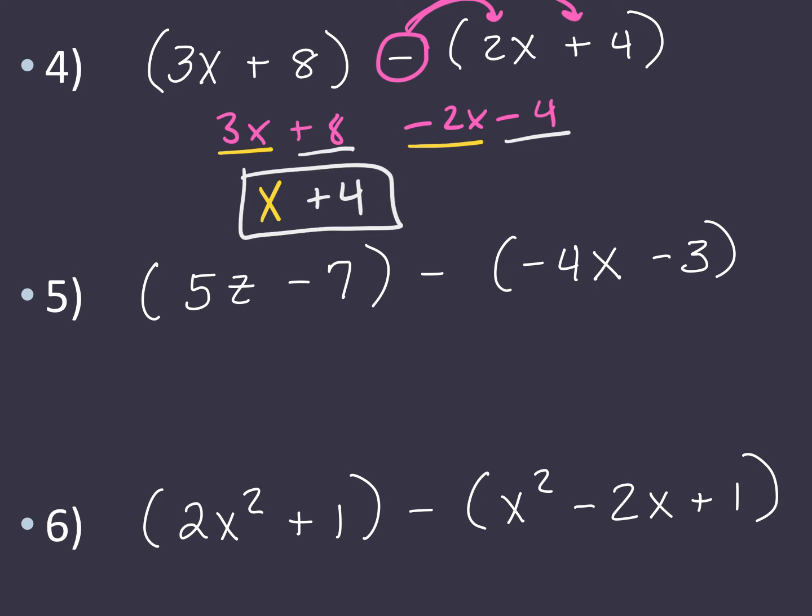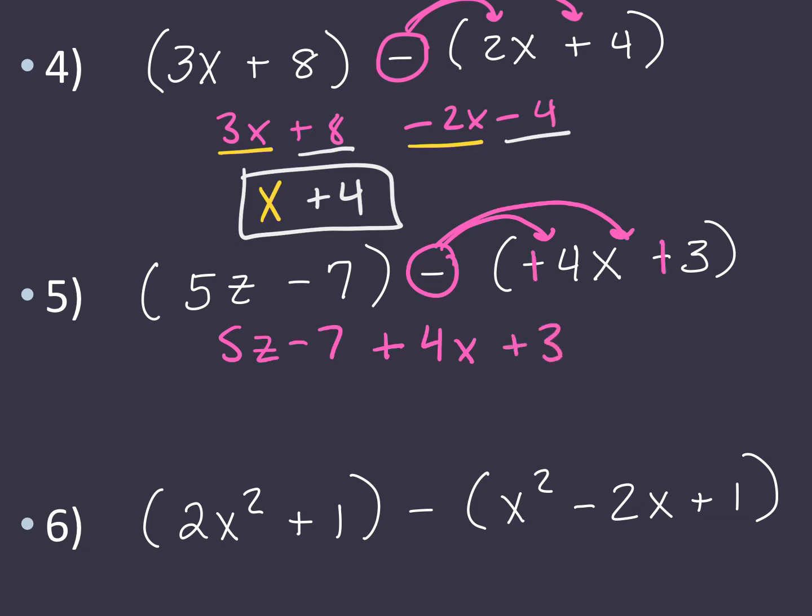For number 5, again, we are subtracting, so we want to distribute that minus sign to everything behind it. So 5z minus 7 stays the same. But now we're distributing that negative to things that are already negative, so it makes it a positive. So when you have two negatives, it turns to a plus 4x and plus 3. So we change both of these signs to become plus signs.